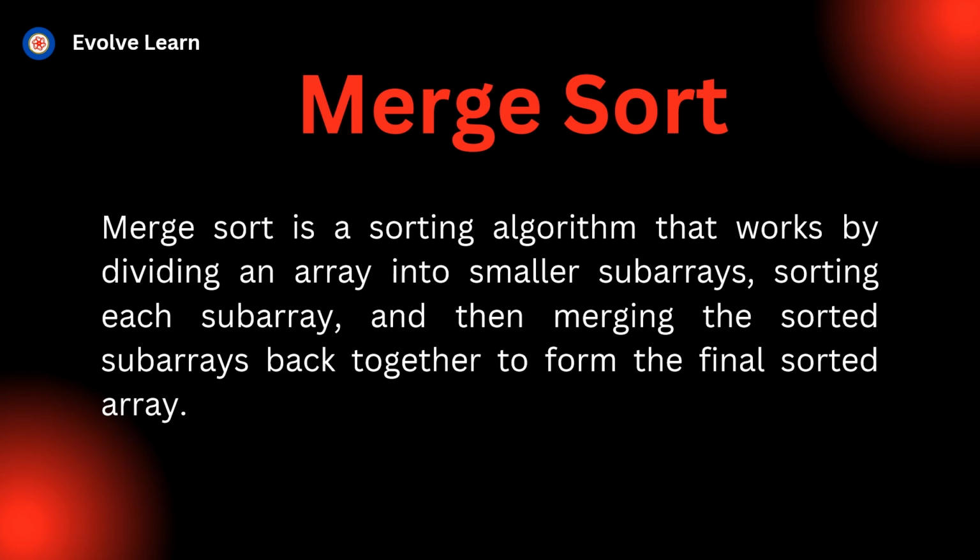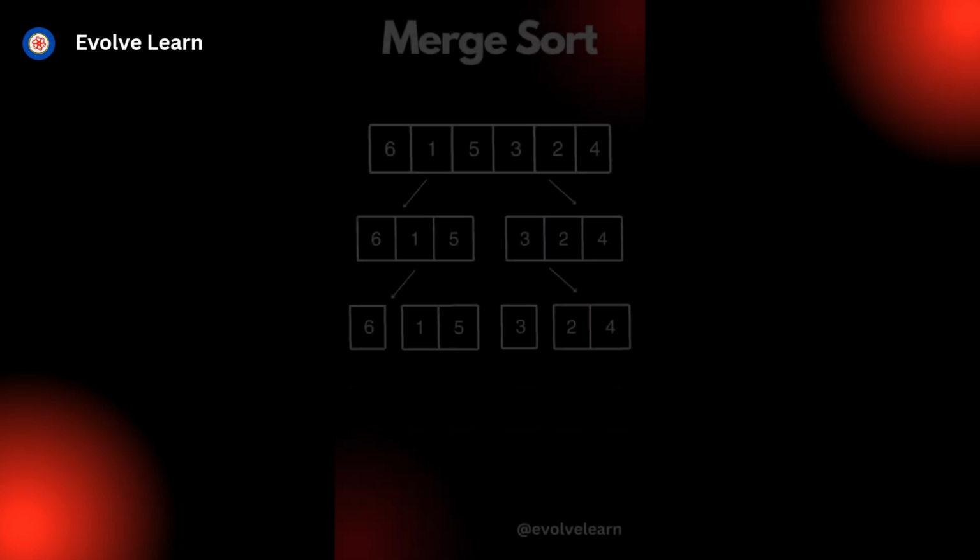In simple terms, we can say that merge sort is a sorting algorithm that follows the divide and conquer approach, and it divides the array into two halves, sorts each half, and then merges the sorted halves back together. This process is repeated until the entire array is sorted. Next, we are going to see how merge sort works.